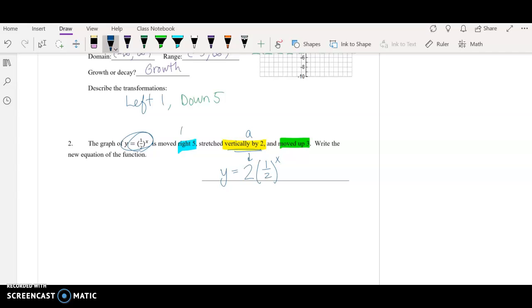The right 5 is your h value. So it's going to go up with your x in the exponent here. But to move it right, as a reminder, we want to do the opposite. So it's going to be -5. Your k value is up 3. So this is going to be at the very end here. You're just going to do +3 at the end. So here is your new function, stretched vertically by 2, moved right 5, and moved up 3.